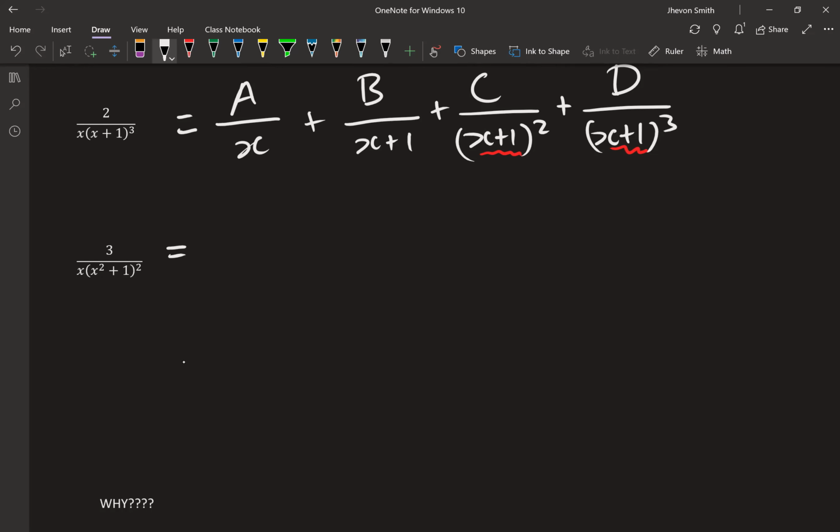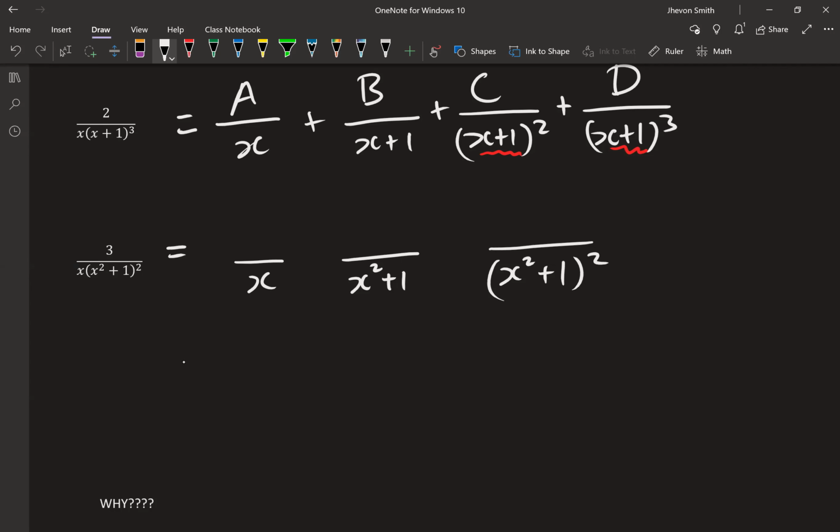So here you realize the base factors are x and x squared plus 1. However, the x squared plus 1 is repeated, which means you have to count up to the multiplicity. Now, x squared plus 1 doesn't factor, right? So this is x. The next one is going to be x squared plus 1. The next one is going to be x squared plus 1 squared.